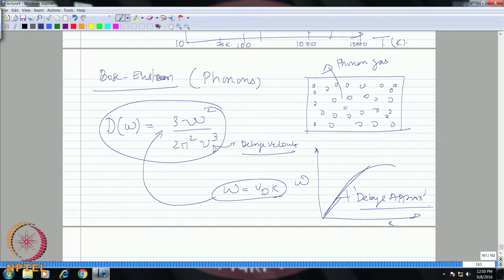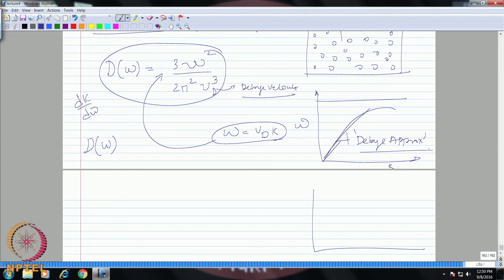What was the approximation that can be made to the optical phonons? Remember what we made? Like this. So, in that case what would be D of omega for optical phonons? So, you remember D of omega will involve dk by d omega. So, what would be dk by d omega? Infinity. So, if you draw the density of states for the case of optical phonons, D of omega versus omega, it will be like this, right. So, this is your Einstein approximation.